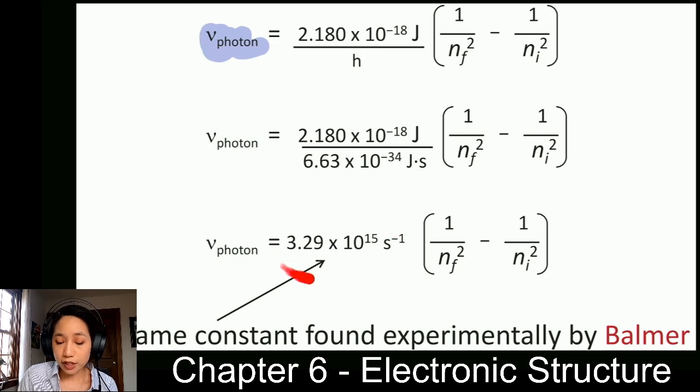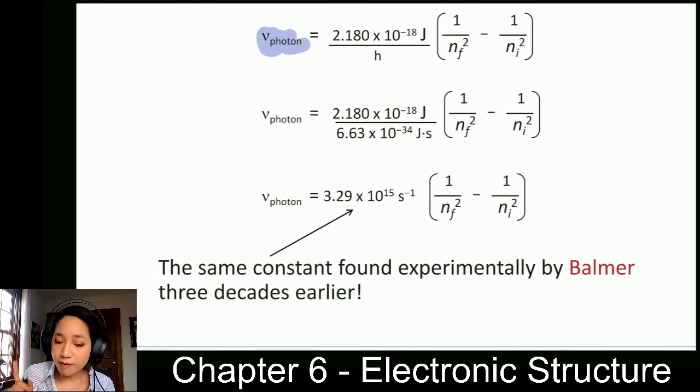So if this number looks familiar, it should, because this is the same constant that Balmer found experimentally decades later. So now we're just giving more meaning to his constant because we found a factor of Planck's constant within it. So we can see that his calculations with those experiments actually work out. But the reason that Niels Bohr got the Nobel Prize is because he explained why.